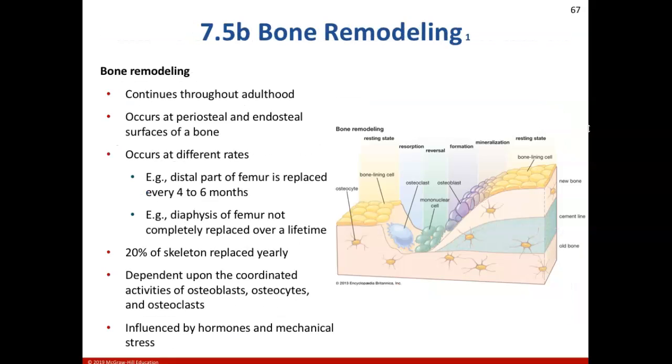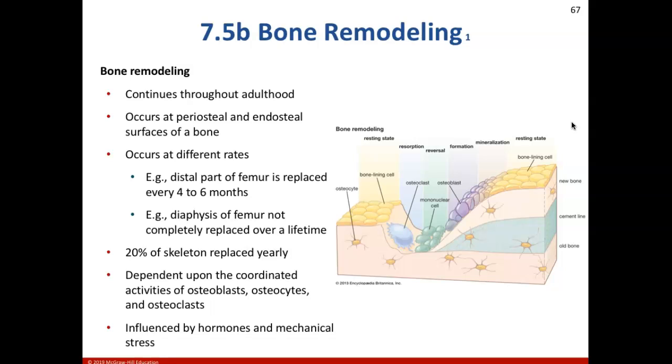Now for bone remodeling. This is going to continue throughout adulthood. Your bone is constantly remodeling itself, and it occurs at the periosteal and endosteal surfaces of bone. So kind of similar to that appositional growth that was taking place in those same regions. They are going to occur at different rates. We'll see that the distal part of the femur, for example, is replaced every 4 to 6 months, whereas the diaphysis of the femur is not completely replaced over a lifetime.